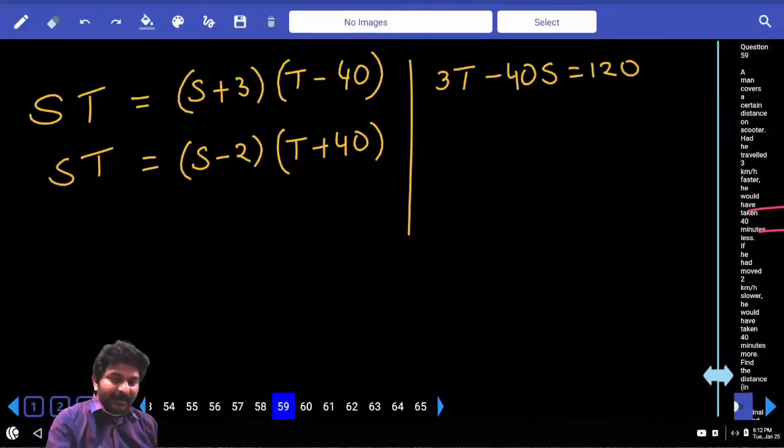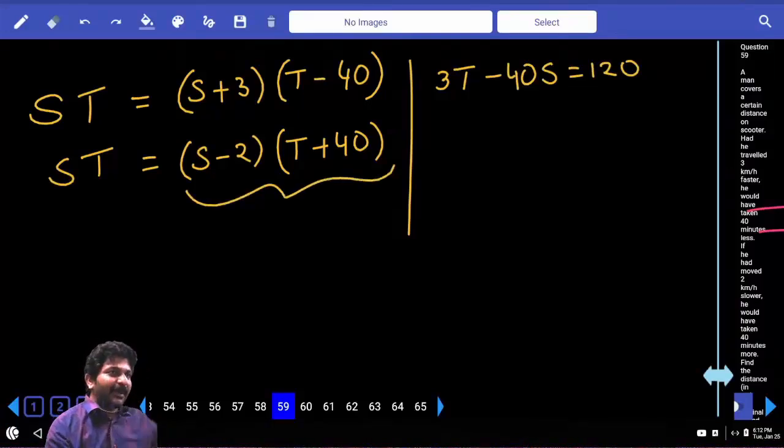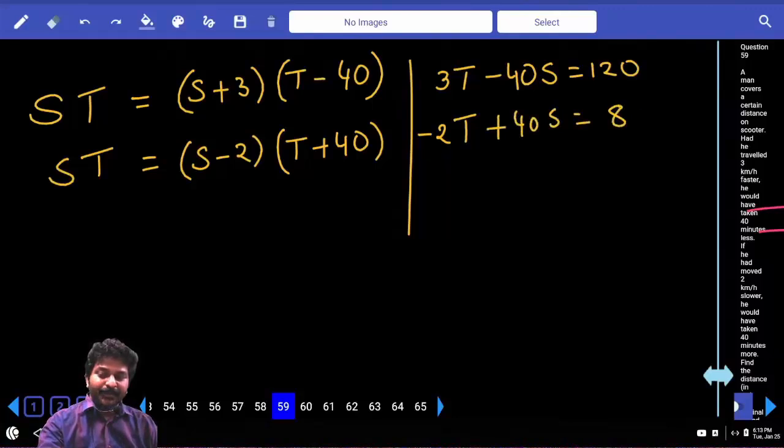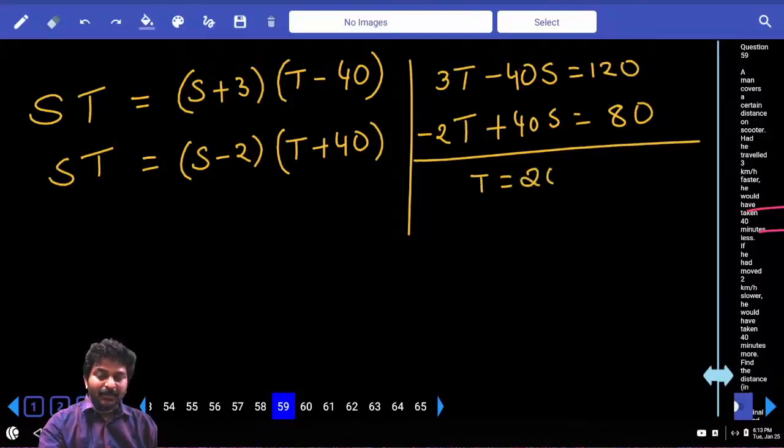Okay? Even in this one also expand it. st plus 40s minus 2t minus 80 is equal to 0. st gets cancelled. Come on, follow the same order. Minus 2t plus 40s is equal to 80. When you add everything, this gets cancelled. Then t is equal to 200.